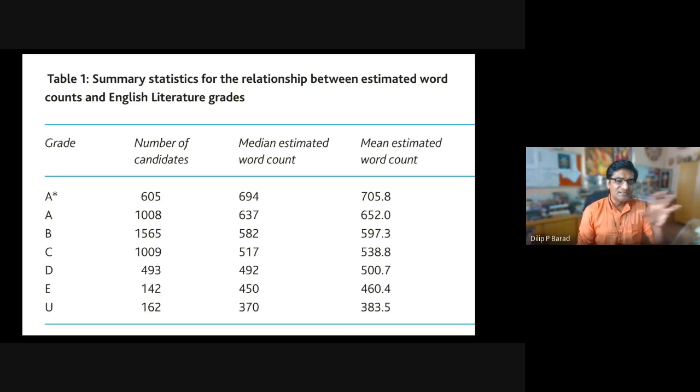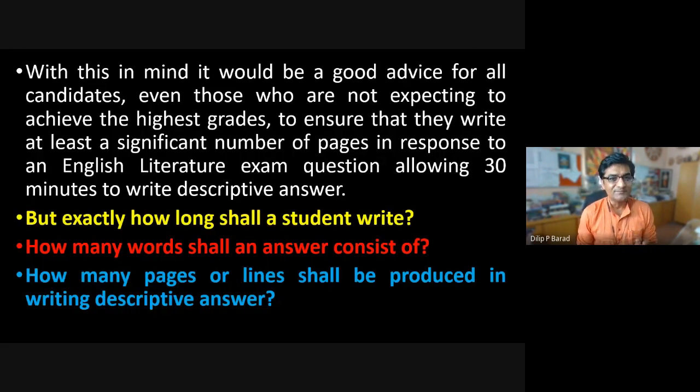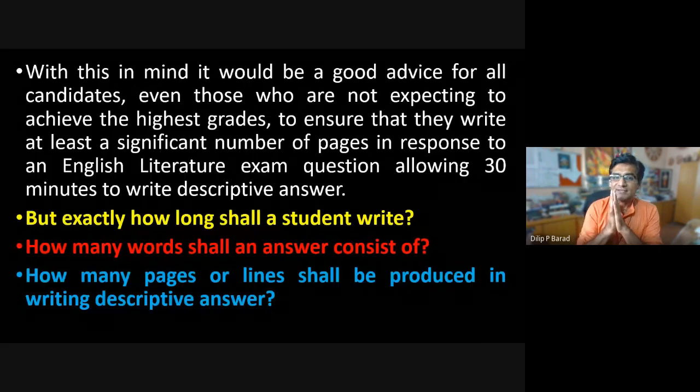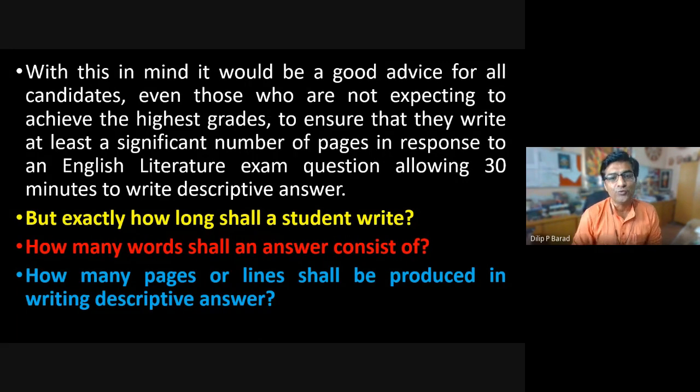So out of all this literature review, the various works that have been done, now let us see this. With this in mind, it would be good advice for all candidates, even those who are not expecting to achieve the highest grades, to ensure that they write at least a significant number of pages in response to an English literature exam question, allowing 30 minutes to write descriptive answers. Depending upon your overall time in your exam, it is 3 questions, 90 minutes, so 30 minutes for a descriptive answer. But you have to write a significant number of pages if you want to score reasonably good marks, even if not very high grades.